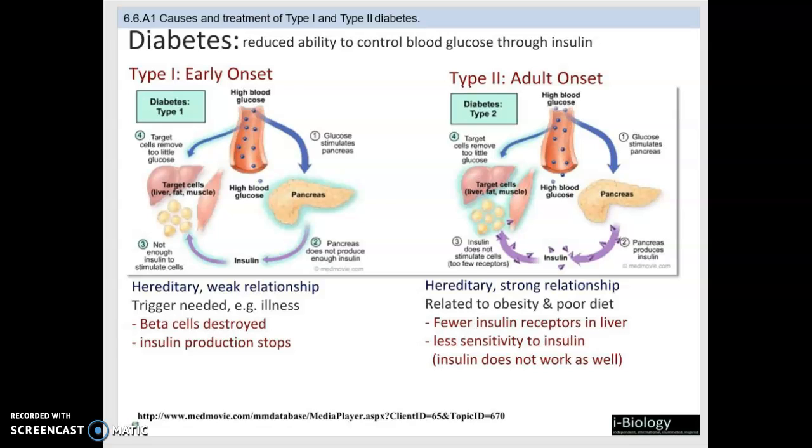Now, there is a strong relationship to genetics here, to hereditary, and like I said, it's related to obesity and poor diet. So what happened is it could be either you've got fewer insulin receptors in the liver, or your body is less sensitive to the insulin, which means the insulin doesn't have effect on those target cells. Those target cells just miss the message, so they don't take up the glucose from the blood. So there's obviously a problem with that. We'll look at that more in detail tomorrow.